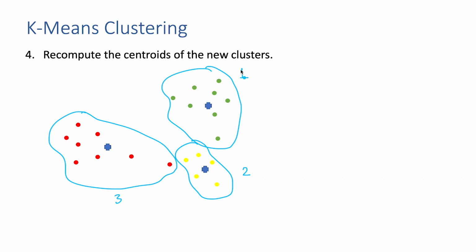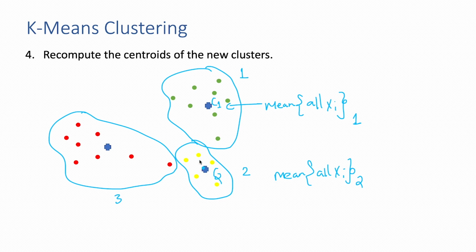Within cluster 1, I'm considering all of these data points and computing the mean. So the mean of all the xi's that are present within my cluster 1 is going to be my centroid C1. Similarly, the mean of all xi's that are present within cluster 2 is going to be my centroid C2. And then the mean of all xi's that are present within cluster 3 is going to be my C3 here.